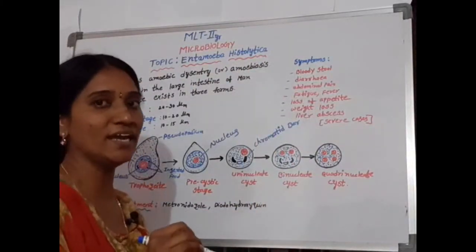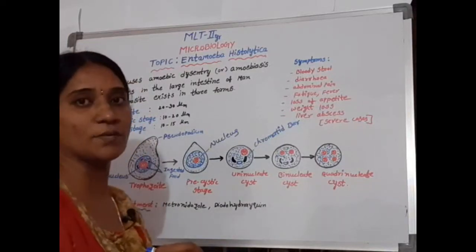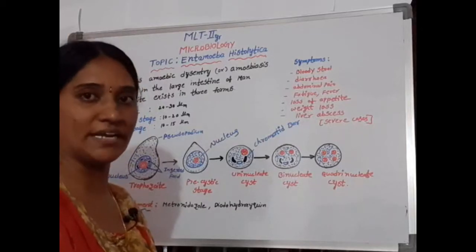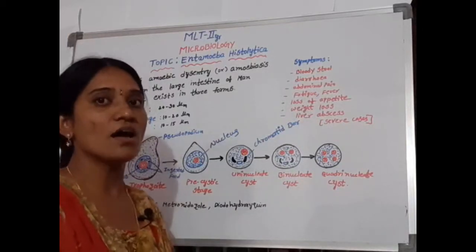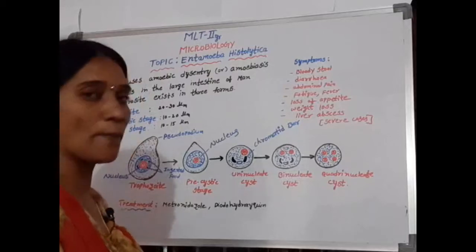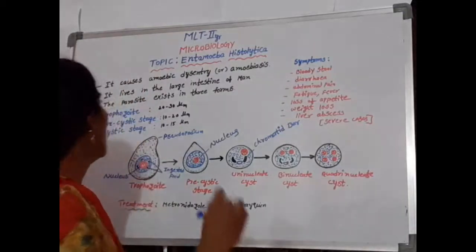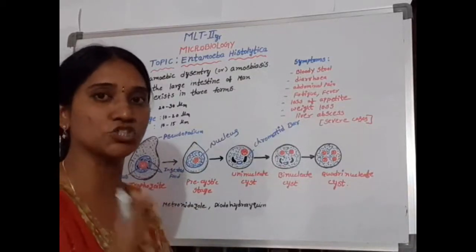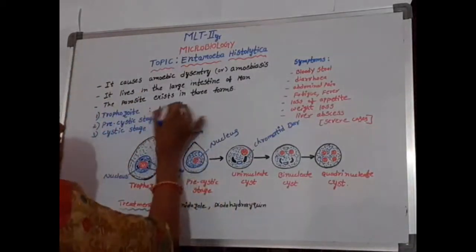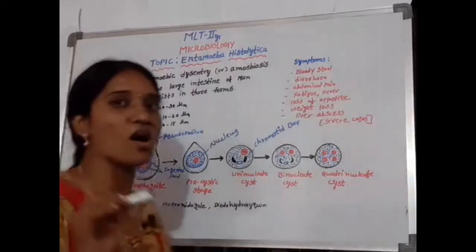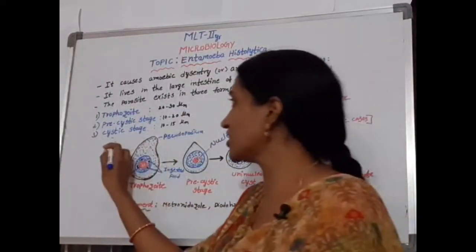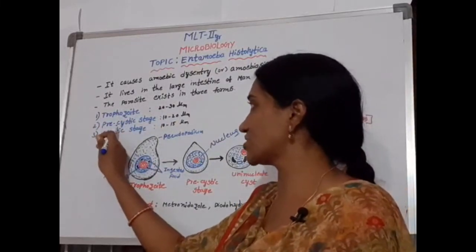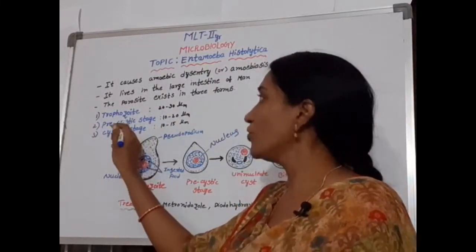Amoebiasis means bloody diarrhea. It is caused by the protozoan parasite Entamoeba histolytica. Entamoeba has an amoeboid shape. In its life cycle, Entamoeba histolytica shows three stages: trophozoite, precystic stage, and cystic stage.